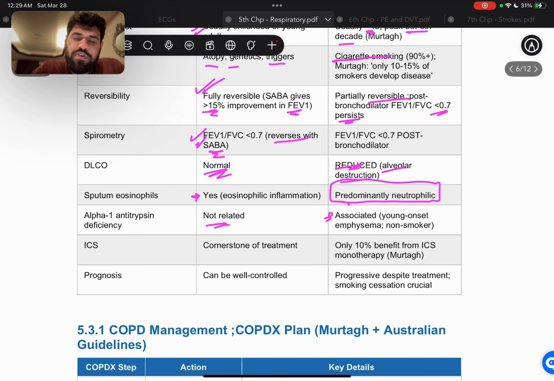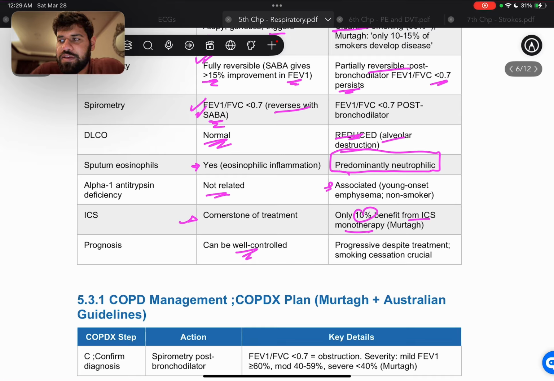And ICS for asthma is the cornerstone of treatment, whereas for COPD only 10% are going to benefit from ICS monotherapy. Then the prognosis of asthma is really good if they stick to their medications and are compliant with it. Whereas for COPD, either way, it's going to progress. Whatever treatment we have, it will progress and get worse.